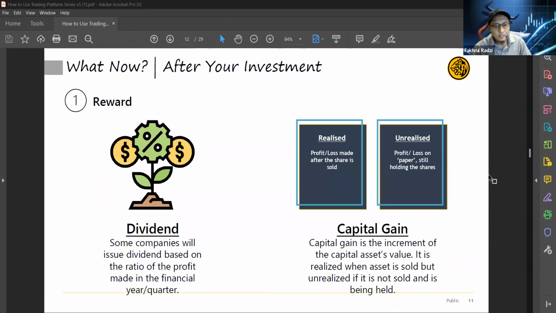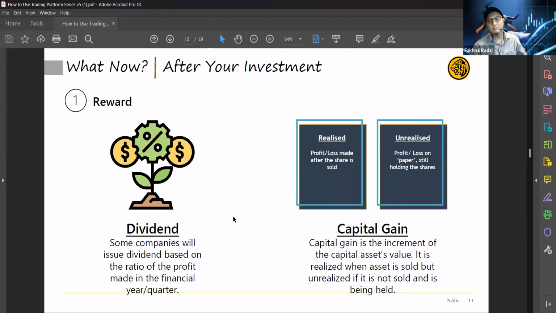Okay, it's already 9 PM, guys. After your investment, maybe you inquire about the rewards, right? The rewards. Yeah, and just a moment. Let me check. This is page 12.